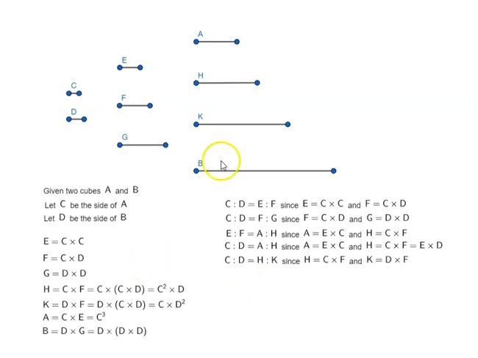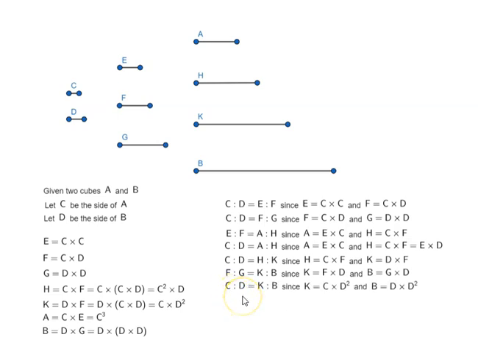Now, C is to D is equal to H is to K. How? Because C measures H F number of times and D measures K F number of times. So again, same number of times. So we can say C is to D is equal to H is to K. F is to G is equal to K is to B. Again, how? Because F measures K D number of times and G measures B D number of times. So same number of times. So we can say F is to G is equal to K is to B.